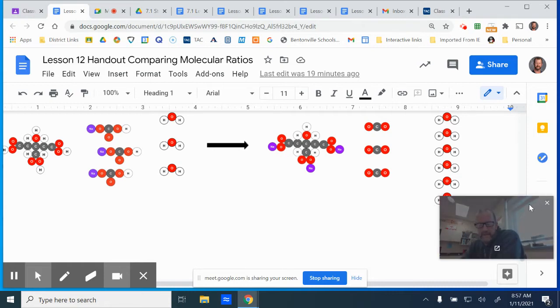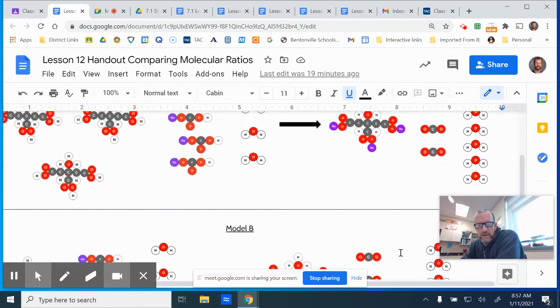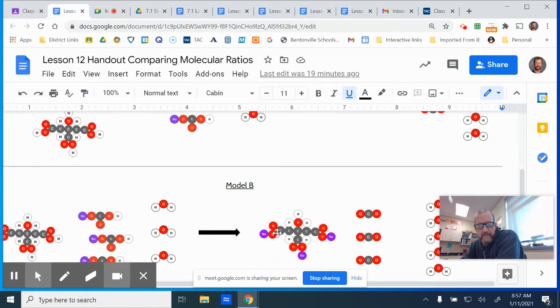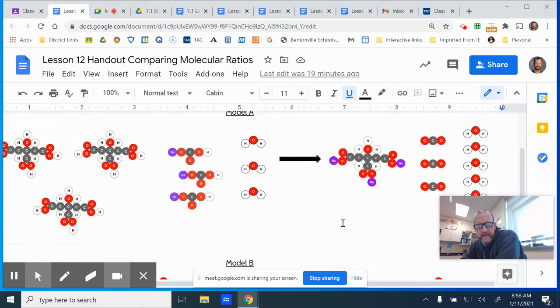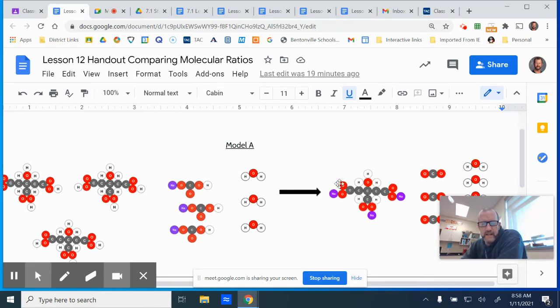Let me recount these because I got what? Okay, I'm sorry. So what I want you to do on this one is go through both Model A and Model B, and count the atoms up, and tell me which is the correct model for the production of carbon dioxide.